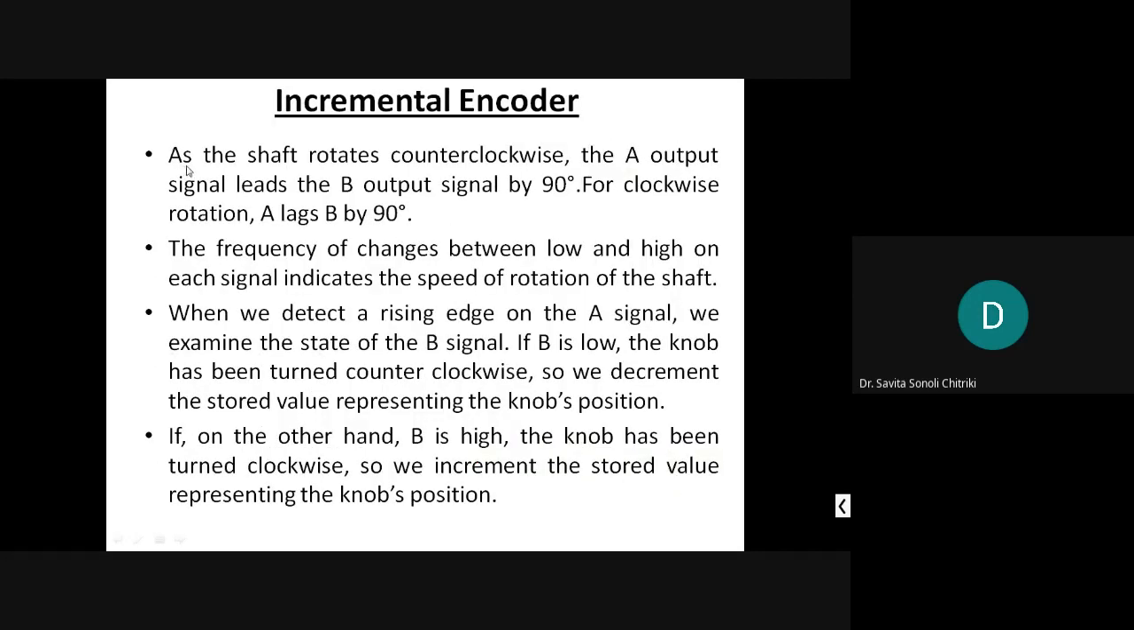The same thing is written here. As the shaft rotates counterclockwise, the A output signal leads the B output signal by 90 degrees, and for clockwise rotation it lags by 90 degrees. So for clockwise and anti-clockwise, two signals are generated. The frequency of changes between low and high on each signal indicates the speed of rotation of the shaft.